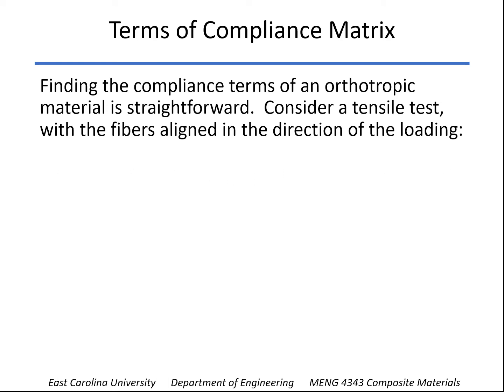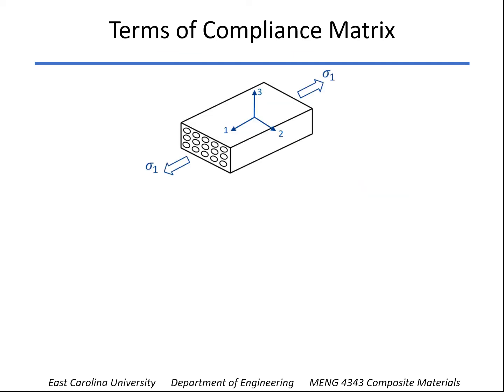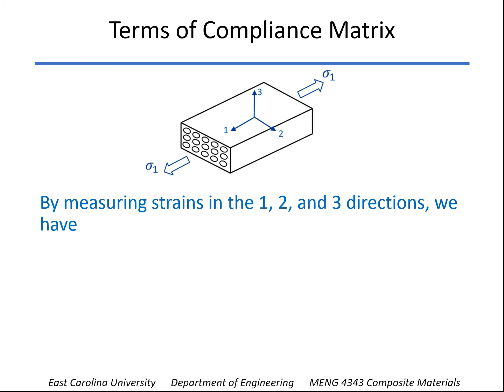So first of all, let's think about doing a tensile test where you've aligned all the fibers in the direction of loading. In other words, you're loading it in the 1 direction. Well, when you do that, you're going to measure strains in all the 1, 2, and 3 directions. You've done, certainly in mechanics of materials, a test like this where you measured strains in the 1 and the 2 direction, but suppose you could measure it in the 3 direction as well. You'd find, of course, that you would relate the strain in the 1 direction to the stress in the 1 direction by the Young's modulus E1.